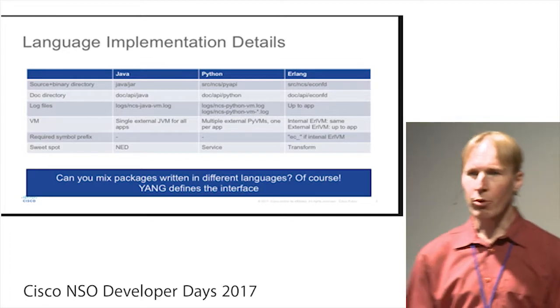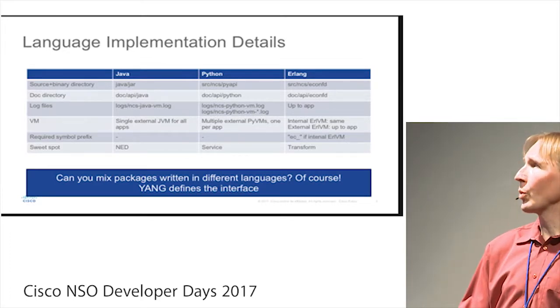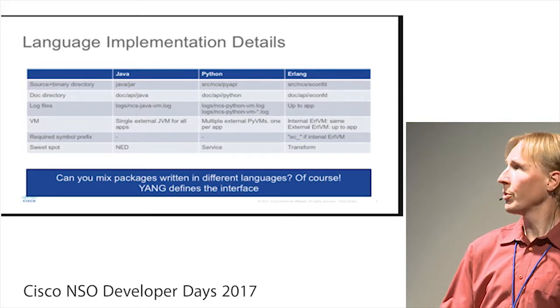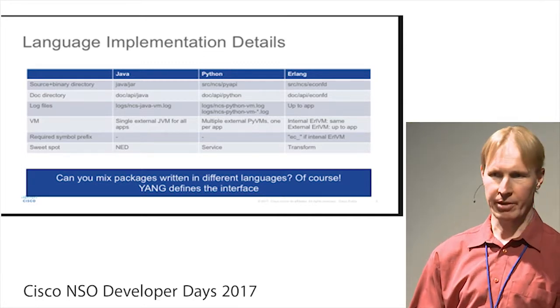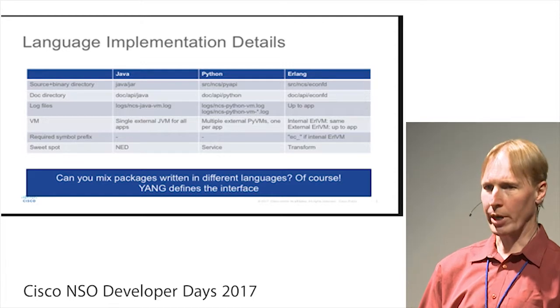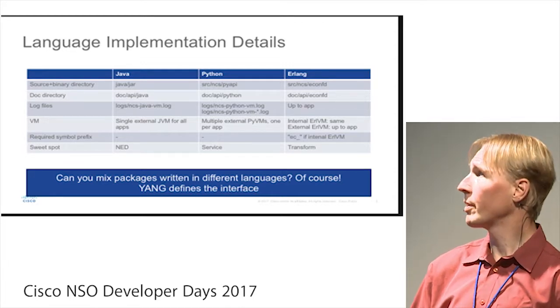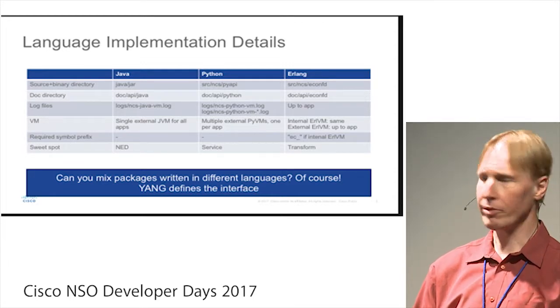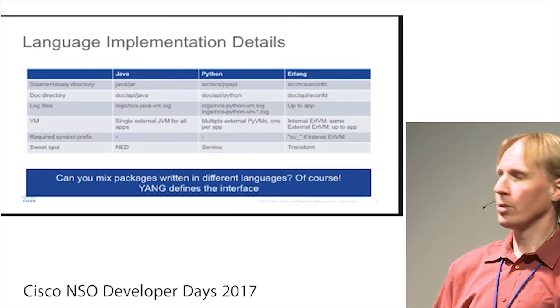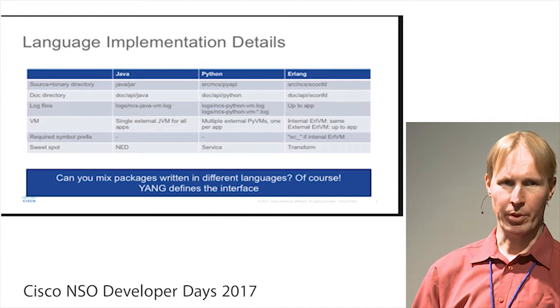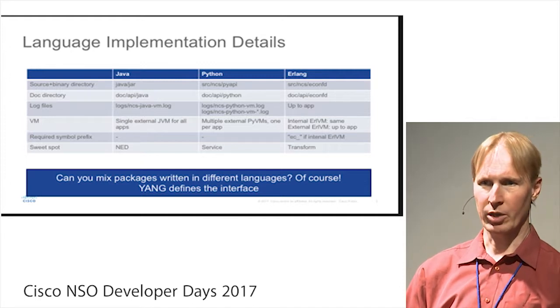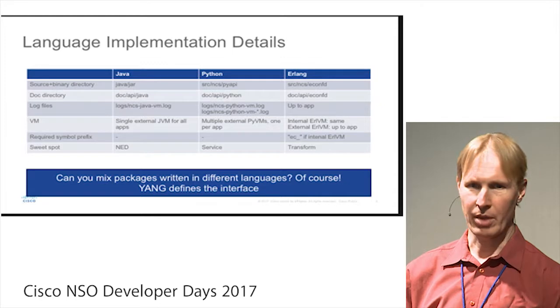Another difference when it comes to running in the VMs, when NCS or NSO starts, it fires up one Java VM, and all the Java applications are running in this one VM. You can, of course, override that and run your own VM and whatever you want, but normally everything runs in a single VM. With Python, there is one Python VM per package, so they all run in separate VMs. Python is more lightweight, and so I think that makes good sense.